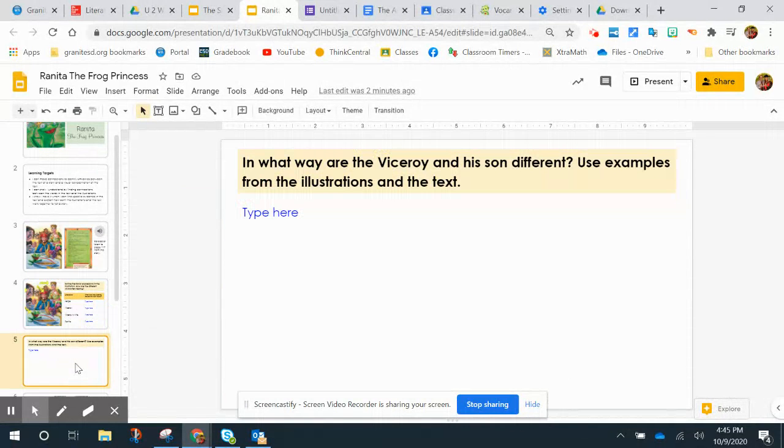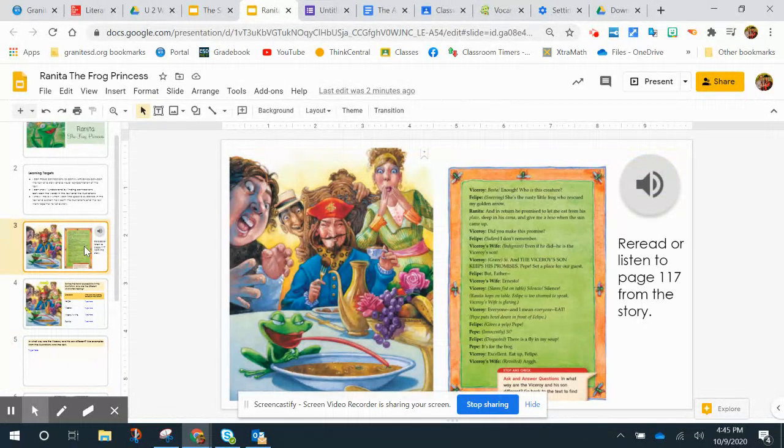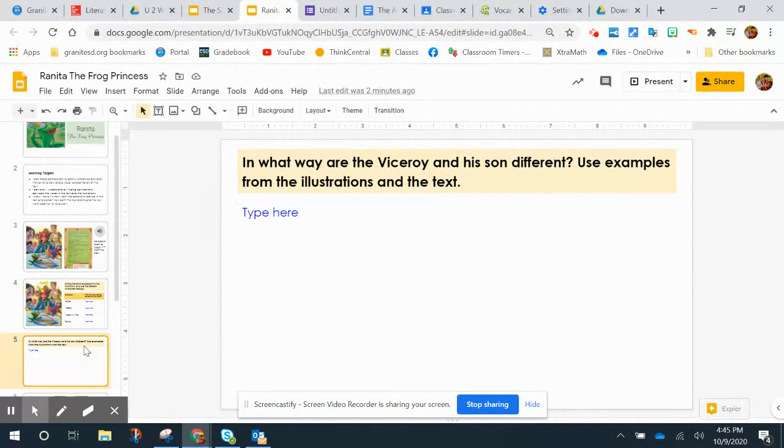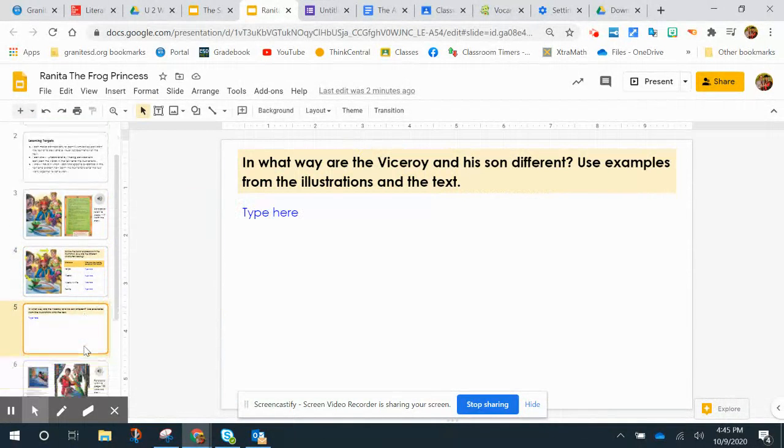Next, you're going to answer, in what way are the viceroy and his son different? You're going to use examples from the illustrations and text. You should be going back to slide 3 and slide 4 to help you answer the question on slide 5.